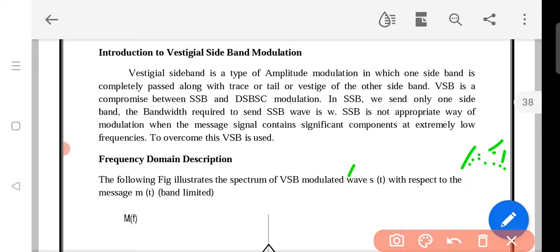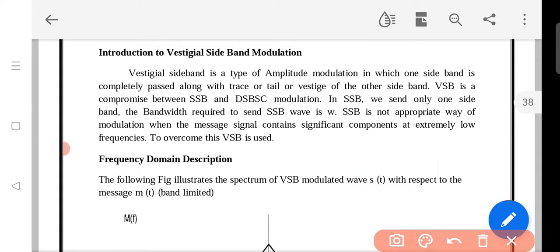In SSB we send only one sideband. The bandwidth required to send an SSB wave is fm, indicated here by W. SSB is not an appropriate way of modulation when the message signal contains significant components at extremely low frequencies. So in order to overcome this, VSB is used.